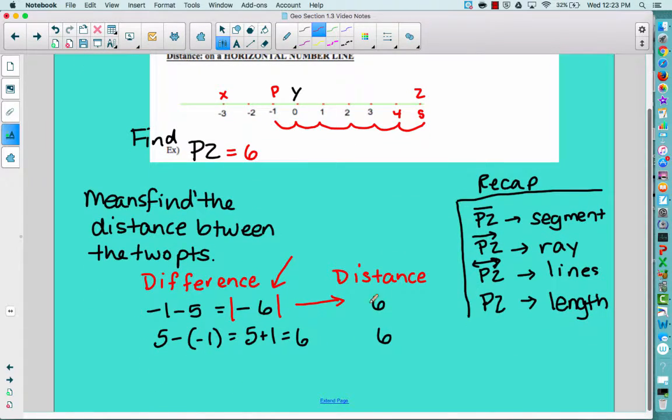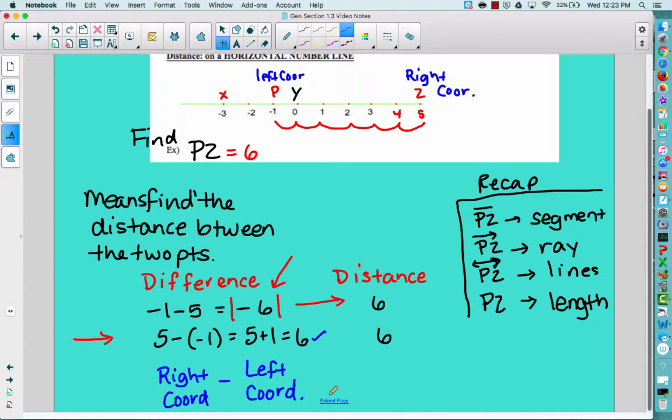All right, so let's talk about that as a concept, though. How could we always get to that positive answer without having to do the absolute value? Well, if you think about this as the left coordinate, the P, because it's on the left side, and if we think of this as the right coordinate, let's think about the method we use to get to the 6 directly, this one. Could we say do the right coordinate minus the left coordinate. That is a method that will always give you a positive answer.